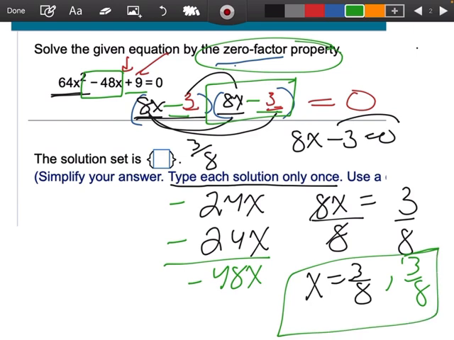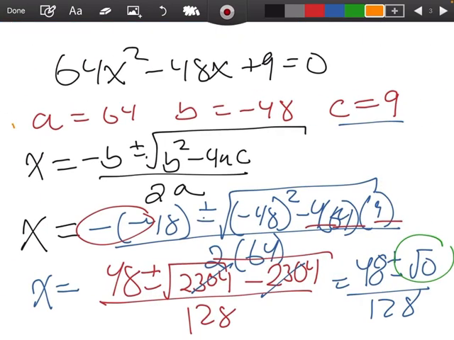The point that I want to make, y'all, is that if you have a difficult time trying to figure out how to factor it, you can always use the quadratic formula and it will always work, okay? If you've got any questions, let me know. I'm happy to help.